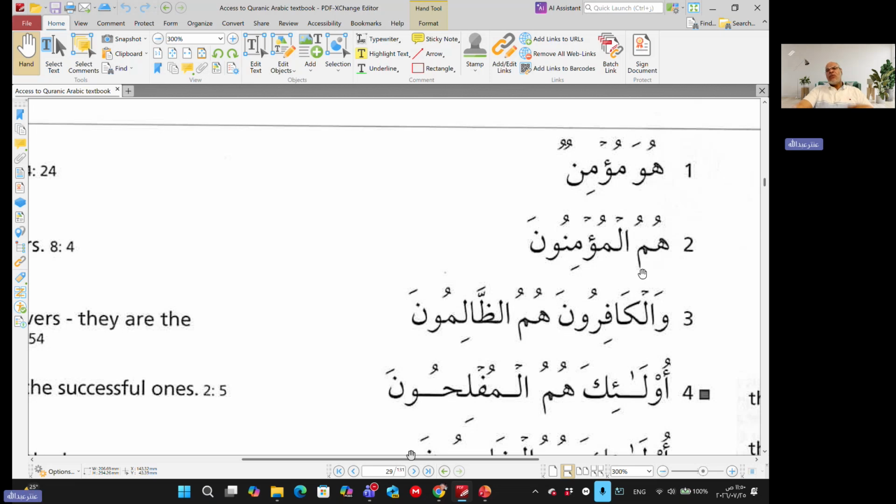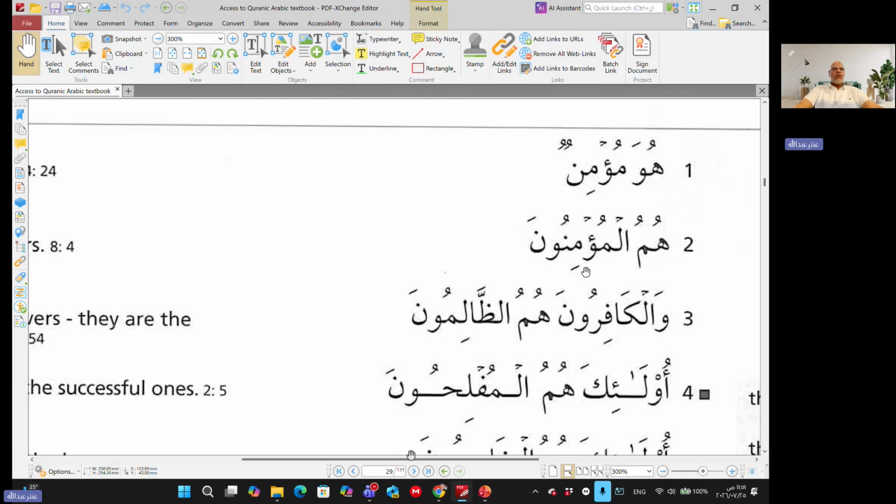هم المؤمنون. هم means they. And now look at المؤمنون. What form of the word is it? Is this singular, dual, or plural? Plural. Nominative or accusative? Nominative. We have the waw and nun. So mu'min is the singular. Mu'min. Mu'minuna.